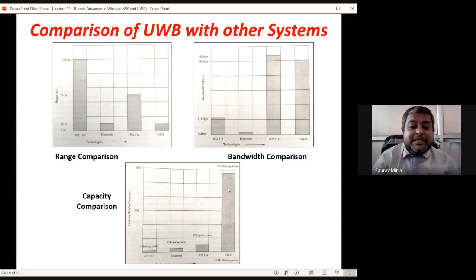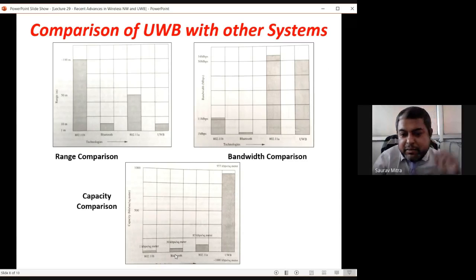But this is the third graph, and this is the best graph, which is called the capacity comparison. What is the definition of capacity? It is bits per second per square meter. This is the capacity of the ultra wideband channel: how many bits it can carry per second per square meter of area. That is exemplary high in the case of ultra wideband, almost 955 kbps per square meter.